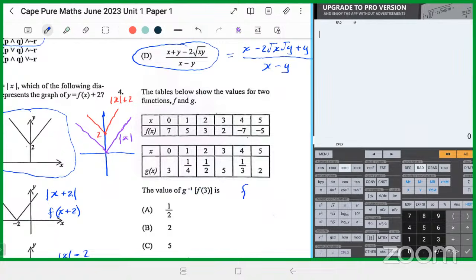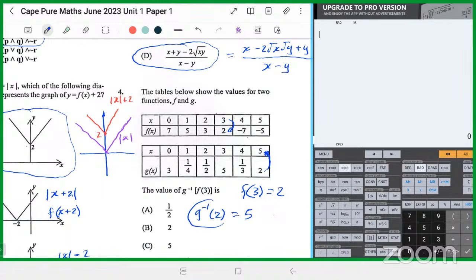So what is f of 3? F of 3 means you're mapping this 3 onto this 2. All right, f of 3 is 2. So that becomes a 2. So now this becomes g to the minus 1 of 2. So you want to reverse 2 on the g function. That's what this is. So you're taking this 2 on the g function and you're reversing the mapping to 5. So therefore g to the minus 1 of 2 is going to be 5.